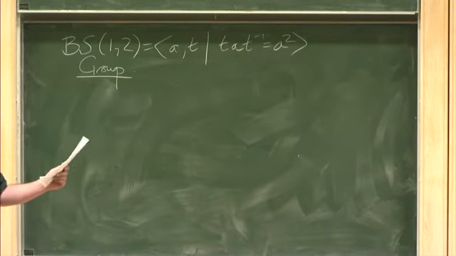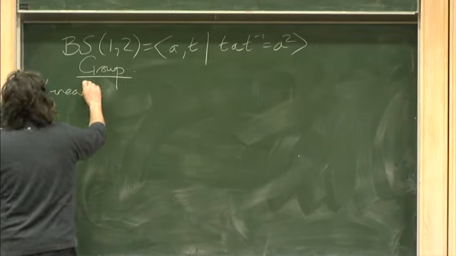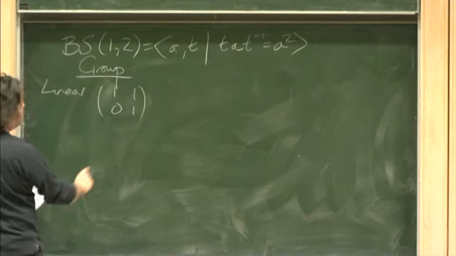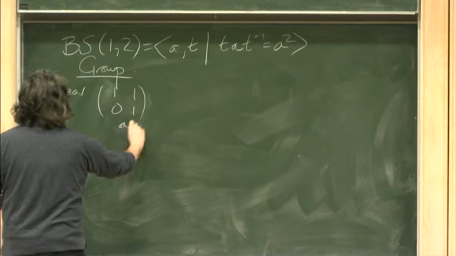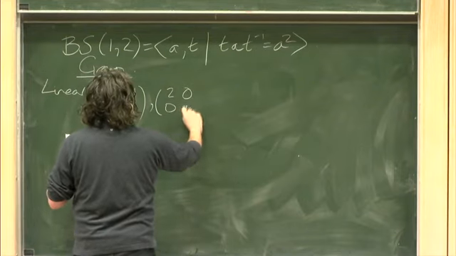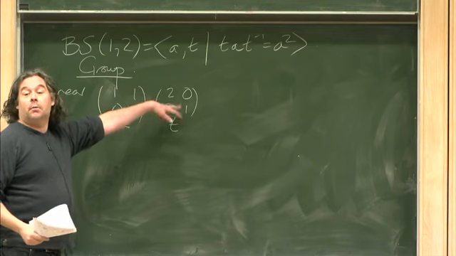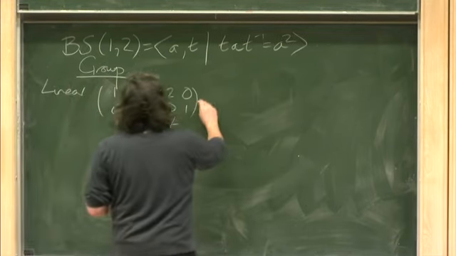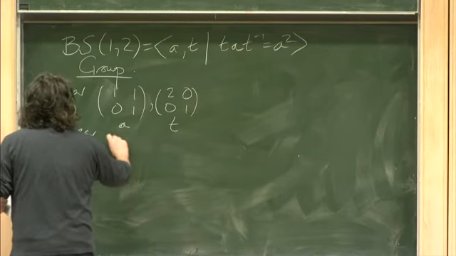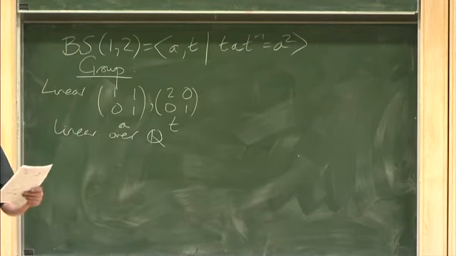So as a group, this one is linear. And it's linear in quite a straightforward way. So if that matrix was my element A and that matrix was my element T, it looks like it's linear over Z. Of course, this has determinant two, but it's linear. It's linear over the rationals and even the ring Z with a half adjoined.